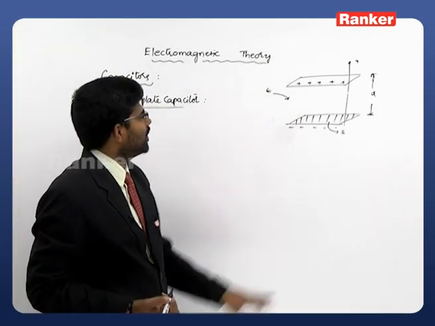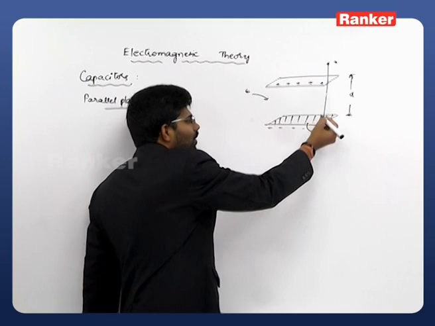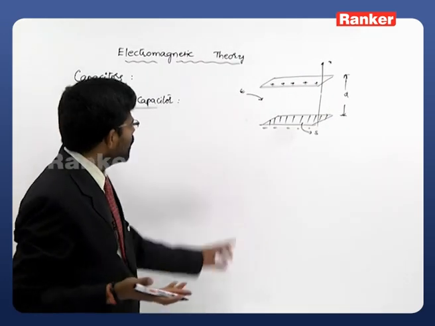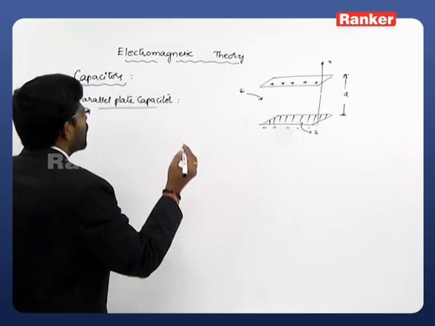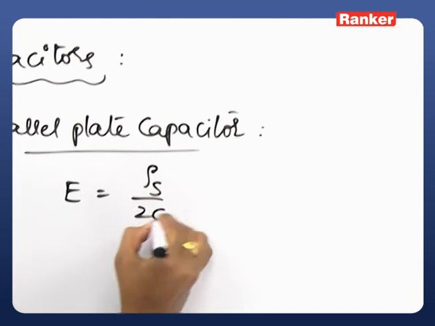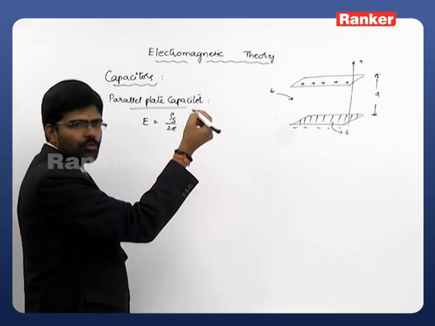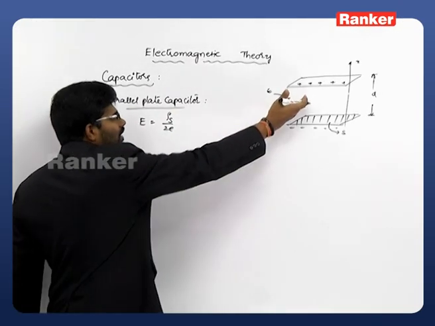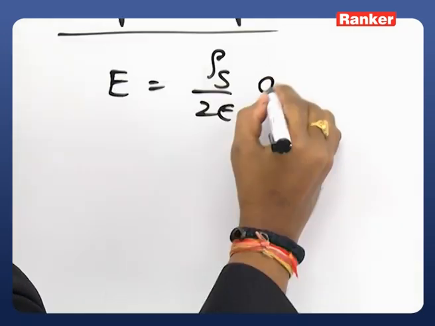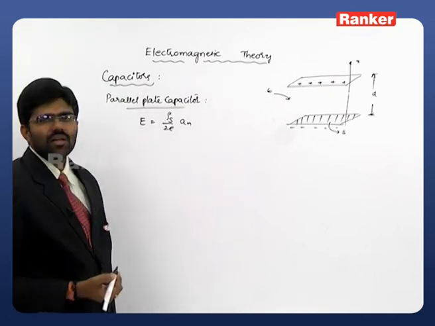So what will be the electric field intensity because of the top sheet, and what will be the electric field intensity because of the bottom sheet? That's what we want. We already learnt the electric field intensity because of a sheet as rho s by 2 epsilon. In free space it is epsilon naught, but since we are considering some medium, let us take it as epsilon. So rho s by 2 epsilon, in the direction normal to that particular sheet.